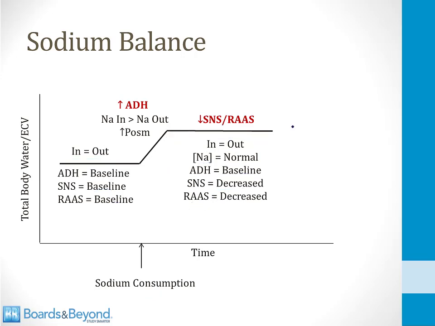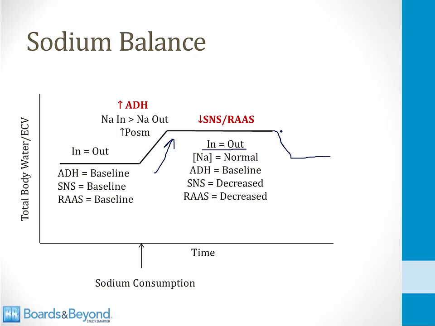Now I've wiped away my ink so I can make an important point. You might be inclined to think that the sympathetic nervous system and RAS systems would drive the ECV back down to the level where we started, but that's not the way these systems work. Under physiologic conditions, the SNS and RAS systems are designed to maintain sodium balance, not necessarily to maintain a constant ECV. And at this higher point on the curve shown here, we have achieved sodium balance. In is equal to out.